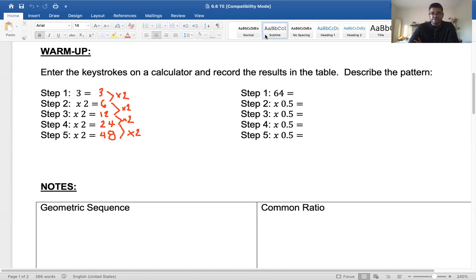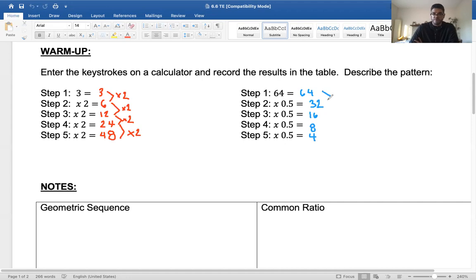Same thing on the right-hand side here. If we type in 64 and then hit enter, and if you go times 0.5, the first number that would pop up is 64. If you hit times 0.5, you get 32, and then 16, and then 8, and 4.